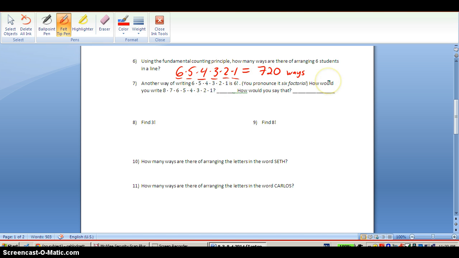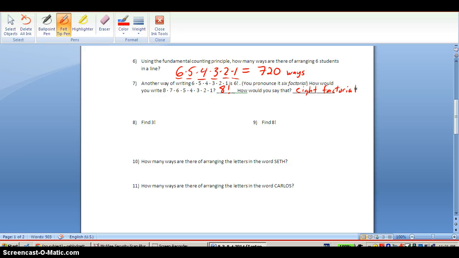All right, so if we know how to write 6 times 5 times 4 times 3 times 2 times 1 as 6 factorial, how would you write 8 times 7 times 6 times 5 times 4 times 3 times 2 times 1? Go ahead and write the answer. How do you say that? Well, it's 8 factorial. Can everybody say that out loud? 8 factorial. Okay. Just get a little practice saying it.